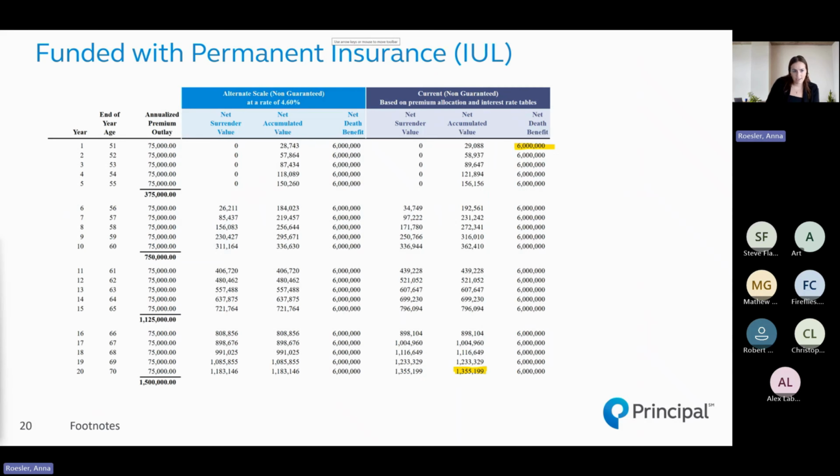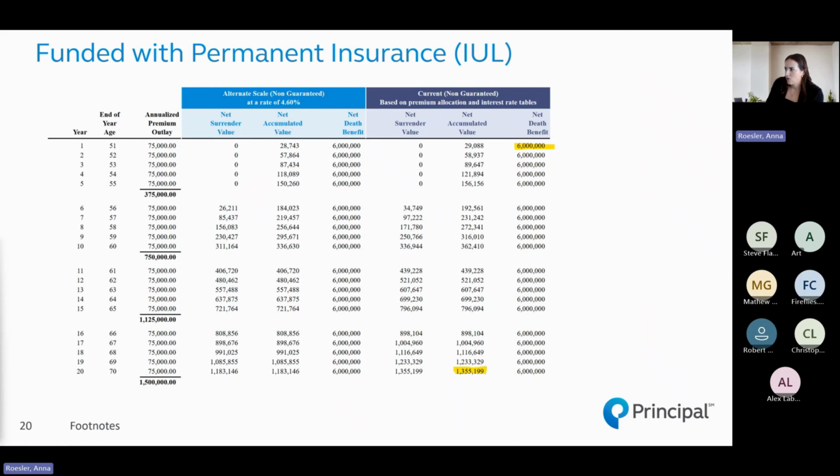This example is an illustration using indexed universal life insurance. So this one I modeled based on the business owner output that I showed earlier. So in this case, it was for the $6 million death benefit. We wanted that as a minimum. And for this one, I set it as putting $75,000 into the policy every year until age 70. So that's 20 years of paying this premium amount.